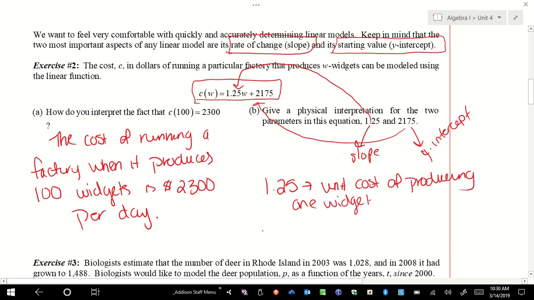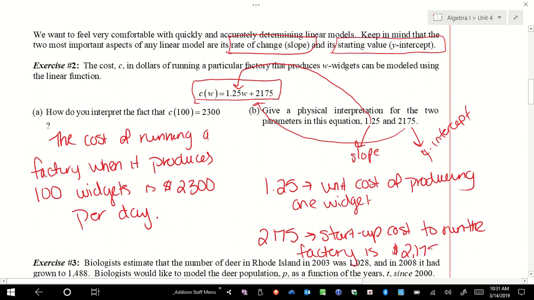So it's $1.25 per widget. How about the 2,175? We know that is the starting value. What does that mean? That means the startup cost, basically, to run the factory is $2,175 because that is the y-intercept. That means x is 0, which means there are 0 widgets being produced. So basically just to have that factory running is $2,175, and then from there it costs more every time they produce a widget.